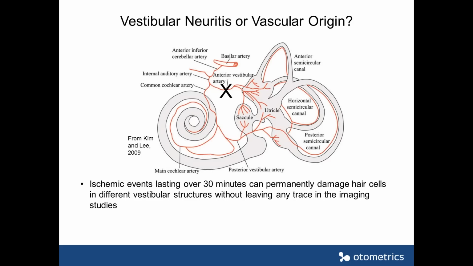So again, as you see, VHIT and VEMP combined may actually show us vascular causes, which in the past were diagnosed as vestibular neuritis, but they really are not vestibular neuritis.